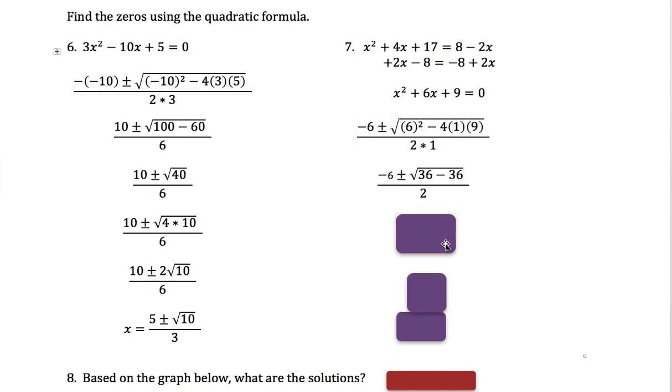So now the 2 in the denominator is still going to be there. The negative 6 up front is still going to be there. But the square root of 36 minus 6 will just give us the square root of 0. And the square root of 0 is 0. So in this case, we're just going to have negative 6 divided by 2.